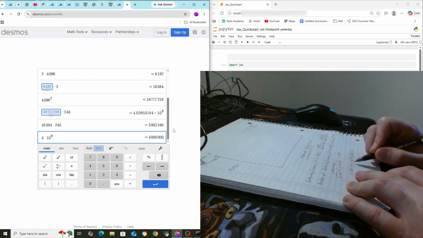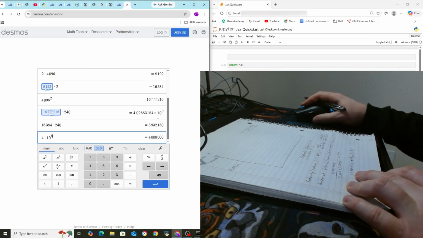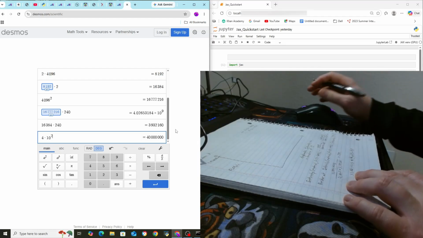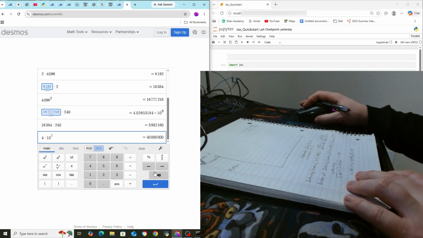Shouldn't that be one more than this? Oh, maybe not, because this is getting much bigger. So 7. Let's see what it looks like. 4 to the 7, yeah, 40 million. Okay, cool. So that's 4e7 minus 4e6 B. So that minus 4 times 10 to the 6 should just be, is that right?